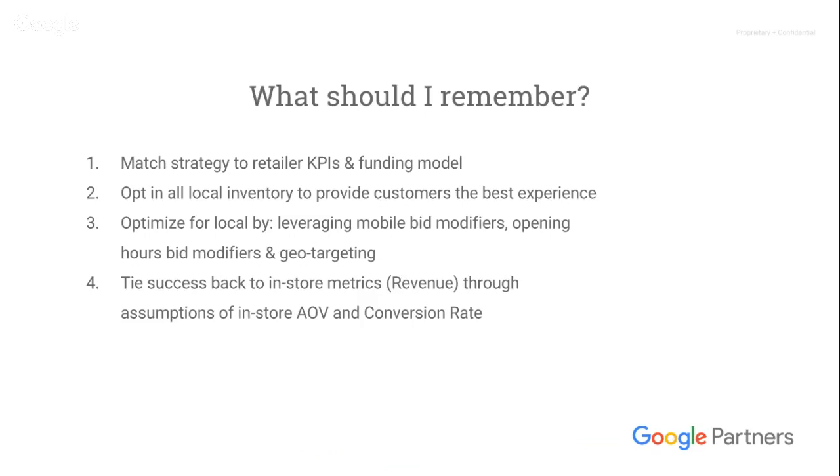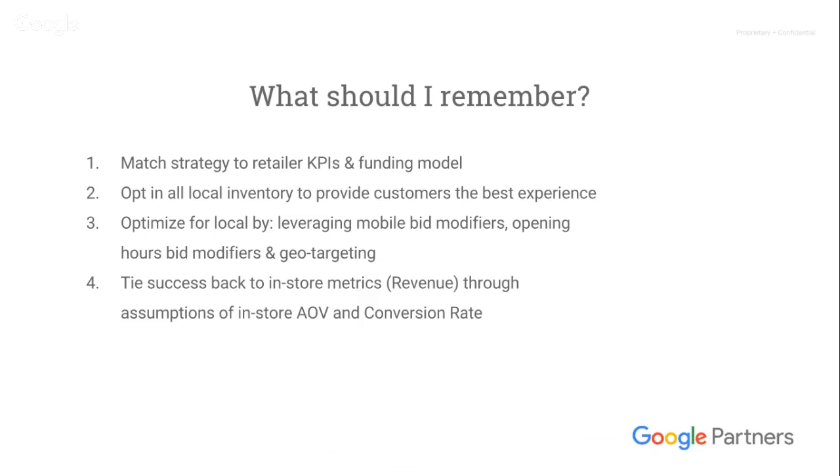The second would be to opt in all local inventory to provide customers the best possible experience. Next, you would optimize for local by leveraging mobile bid modifiers, opening hour bid modifiers, and geo-targeting. And then lastly, you're going to tie success back to in-store metrics and revenue, through assumptions of in-store AOV and conversion rate.